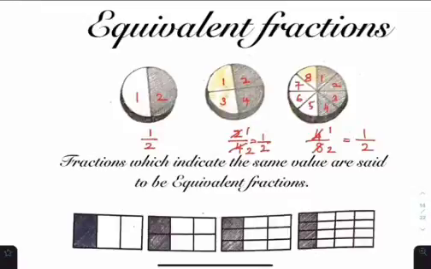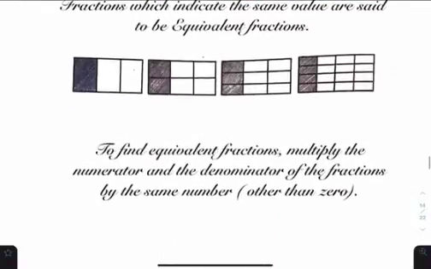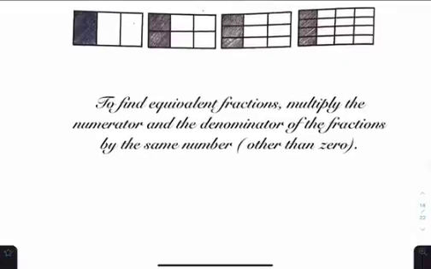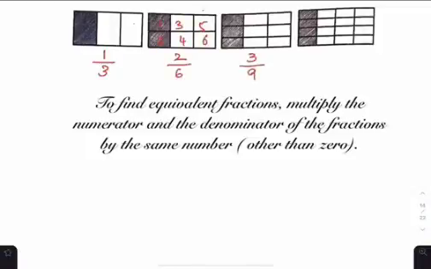Understood, children? Now, if I'm given a set of figures or a set of numbers and I'm asked to find the equivalent fractions, then how do I do it? That is also to be known. Now, if you observe the following figures mentioned here, what is the fraction that can be written? This is 1 by 3, correct? The second one is 2 by 6.